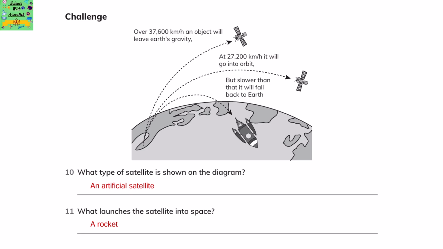What type of satellite is shown on the diagram? It's an artificial satellite. What launches the satellite into space? A rocket.